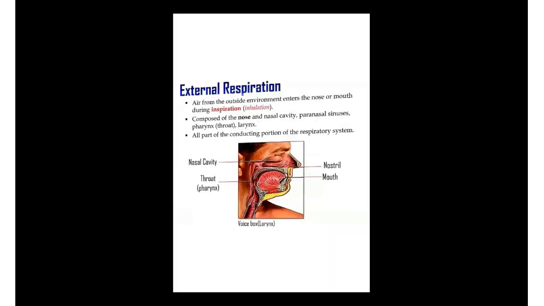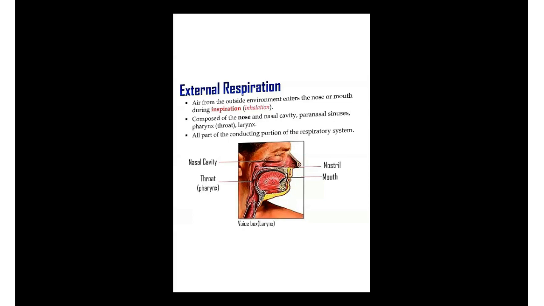Okay, external respiration. Air from the outside environment enters the nose or mouth during inspiration or inhalation. It is composed of the nose, nasal cavity, paranasal sinuses, pharynx, and larynx. All are parts of the conducting portion of the respiratory system.